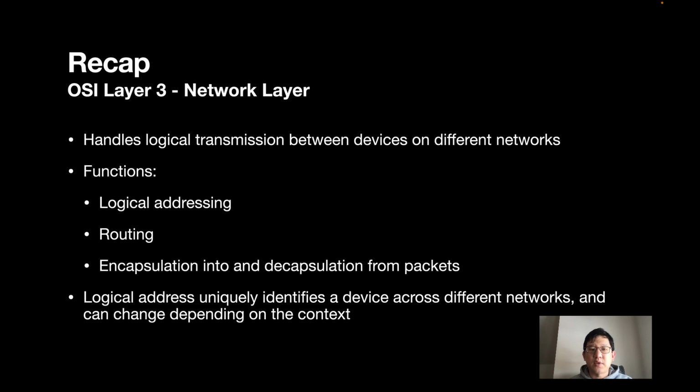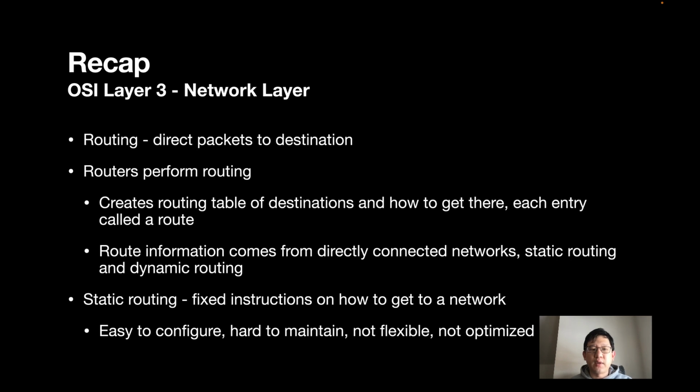Starting with logical addressing, a logical address uniquely identifies a device across different networks and can change depending on the context. Now, routing is the process of directing packets to its destination, and we use devices called routers to perform routing. In a router, it creates a routing table of destinations and how to get there, and each entry within the routing table is called a route.